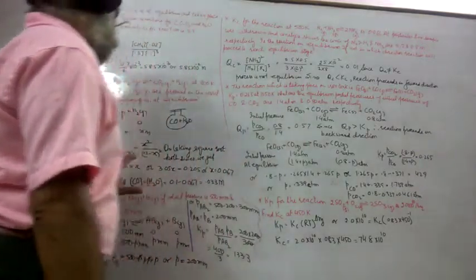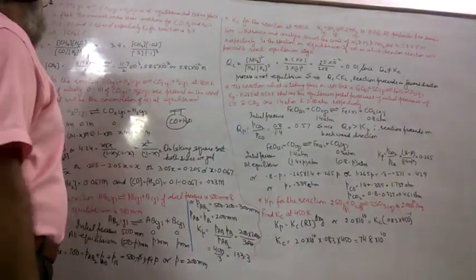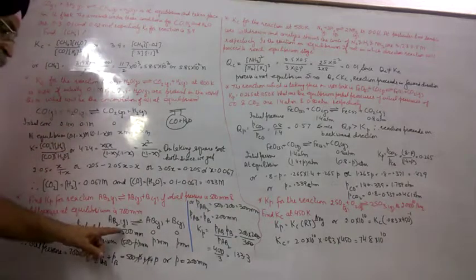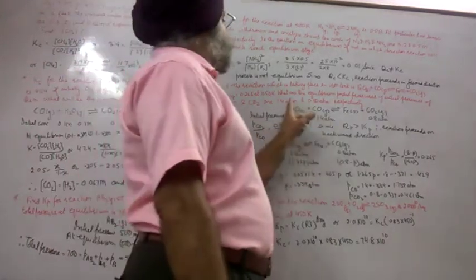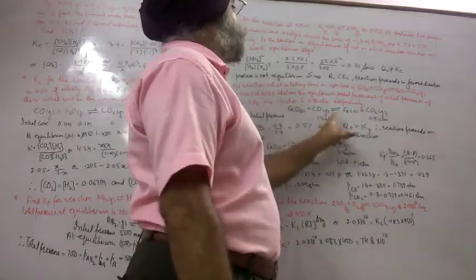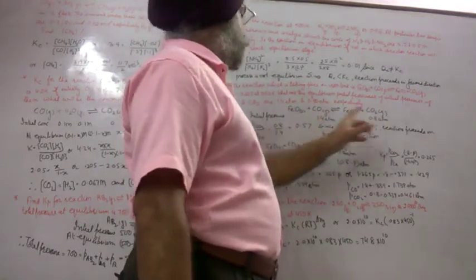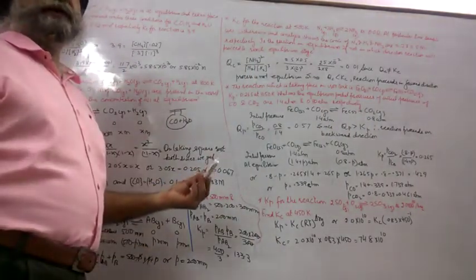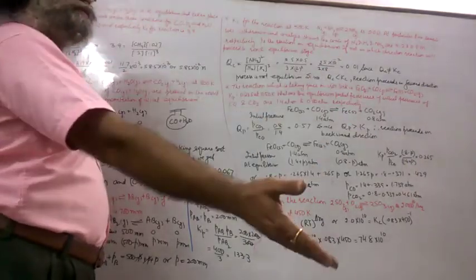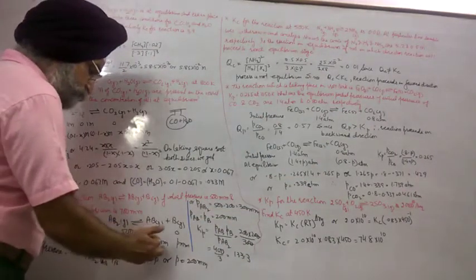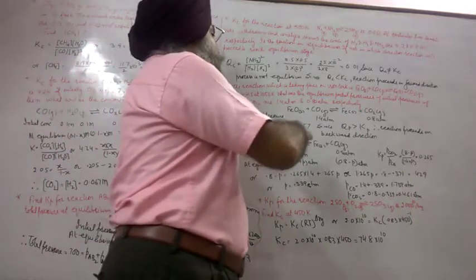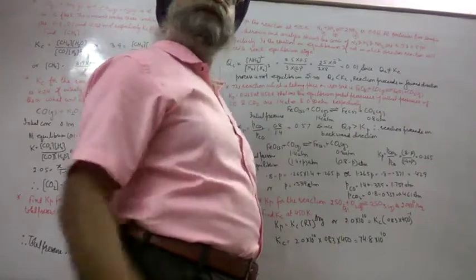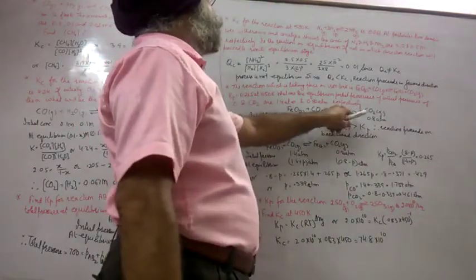Initially, K is given and the initial amounts are given. In this case, initially reactant and product both are present. If only reactant were there, we are quite aware that the reaction would proceed in the forward direction, minus on this side, plus on this. In this case, we don't know whether it's taking place in the forward or backward direction. So, I will find out Q.